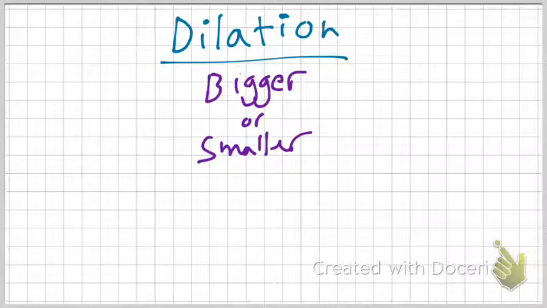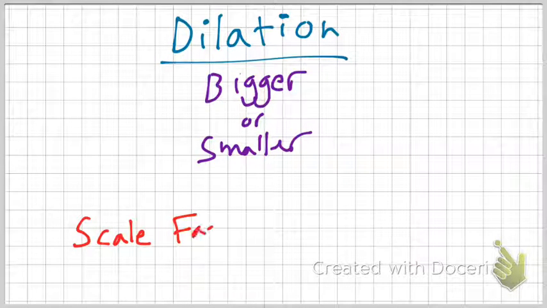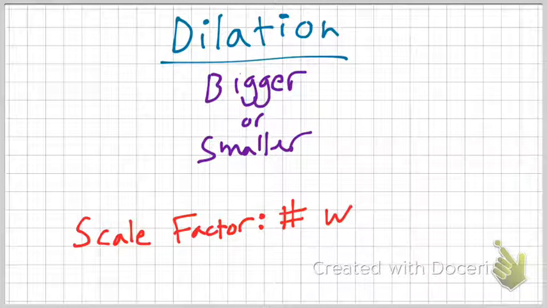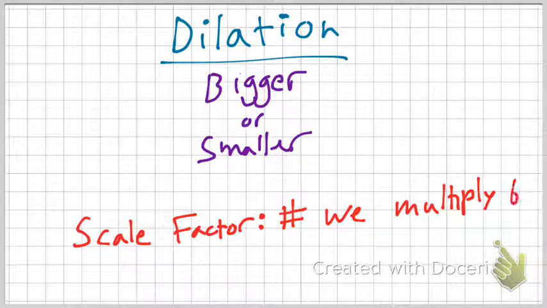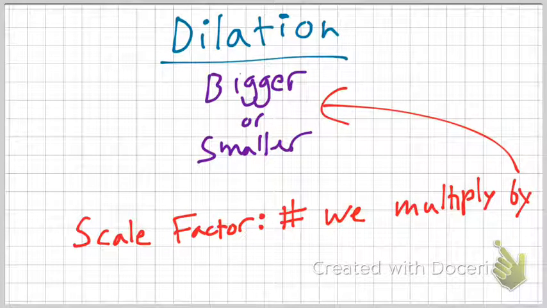Now, going in, you need to understand the term scale factor. Okay? A scale factor is the number we multiply by in order to make it bigger or smaller. Okay? We'll use scale factor. We'll take our coordinates and we'll multiply them, all right, by the scale factor to make our shape bigger and smaller.